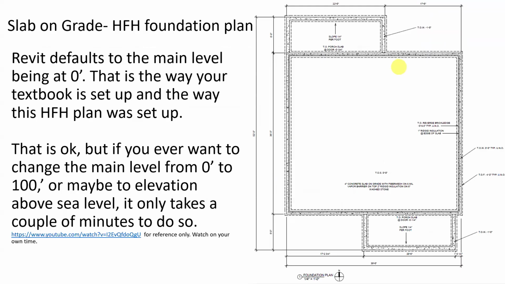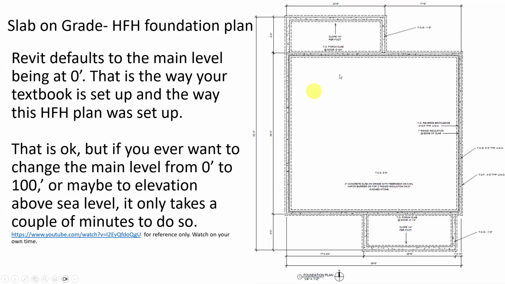Now, what's changed a little bit is Revit defaults to always having your main level be at 0. Like when you look at your elevations of this house you're doing, that main level is always at 0. And that's the way the textbook's set up, and that's the way this Habitat for Humanity plan is set up. Since it's like an extra step that you need to do to get Revit to be 100 feet at your main level, I don't force students to do 100 feet.